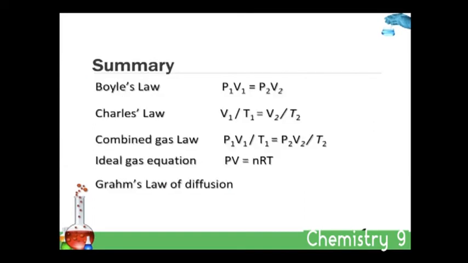In summary, Boyle's law is P1V1 equals P2V2. Charles's law is V1 over T1 equals V2 over T2. The combined gas law is P1V1 divided by T1 equals P2V2 divided by T2. The ideal gas equation is PV equals nRT. And Graham's law of diffusion is the ratio between the rates, the square root of the diffusion constants, or the square root of the molar mass ratio.